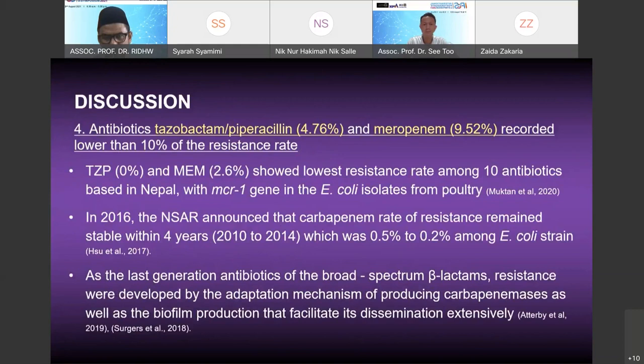Meanwhile, for the antibiotics piperacillin-tazobactam, which recorded 4.76%, and meropenem, which recorded 9.52%, it is lower than 10% resistance rate in our findings. And in Nepal, tazobactam recorded 0% and meropenem recorded 2.6% of lowest resistance among 10 antibiotics tested with the MCR1 gene in E. coli isolates from poultry. In 2016, the NSAR announced that the carbapenem rate of resistance remained stable for 4 years, which was around 0.5% to 0.2% among E.